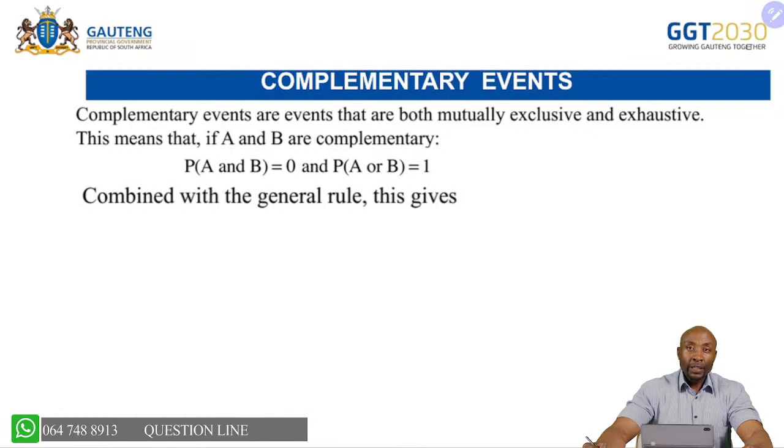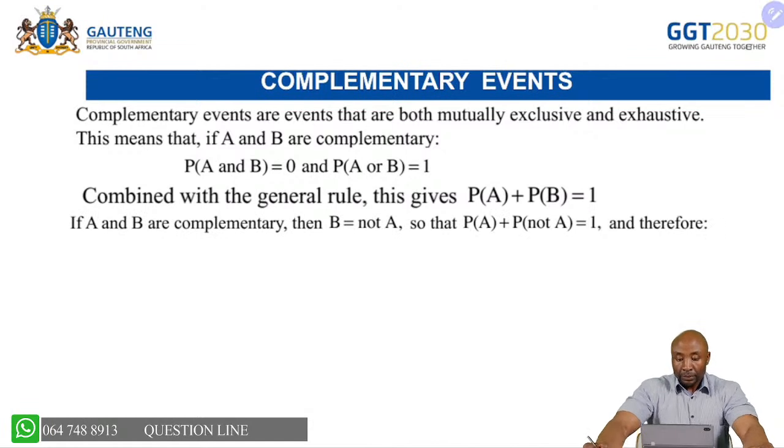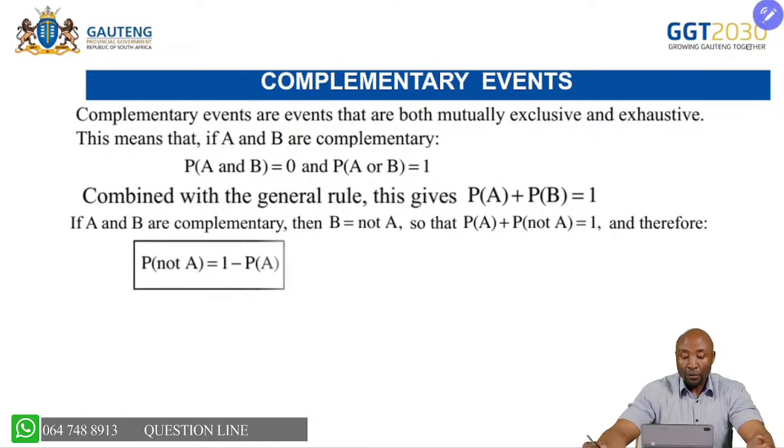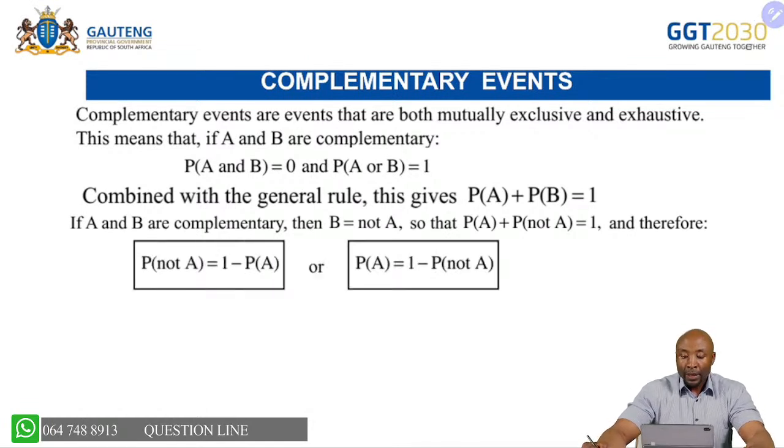And if we combine this to the probability identity, we are able to say the probability of A plus the probability of B must give us 1. And we know that if A and B are complementary, then B becomes what is not in A. So the probability of A plus the probability of not A must give us 1. And therefore we'll have the probability of not A as 1 minus the probability of A, or the probability of A given by 1 minus the probability of not A.